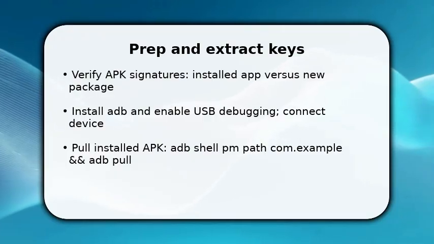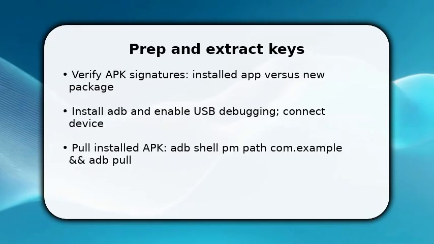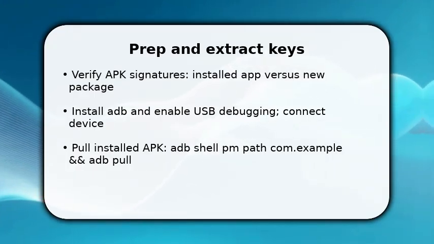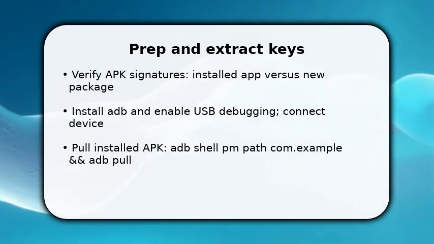You start by extracting the real signing material from the installed app so you can compare it to the new package. Connect the device and enable USB debugging. Once connected, use adb to get the path of the installed APK and pull it to your workstation.